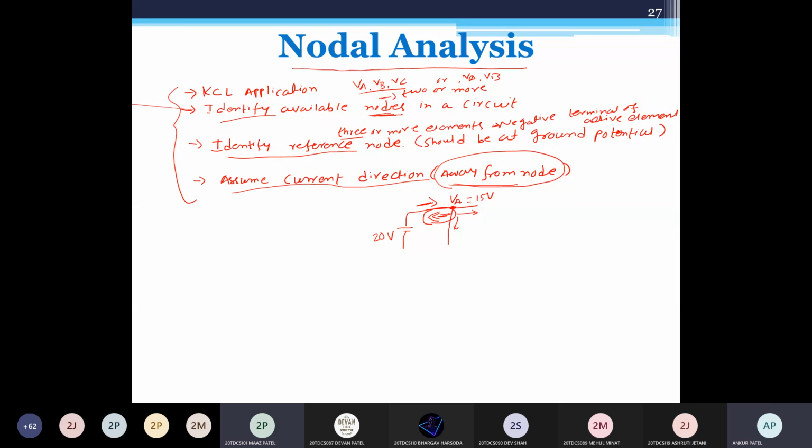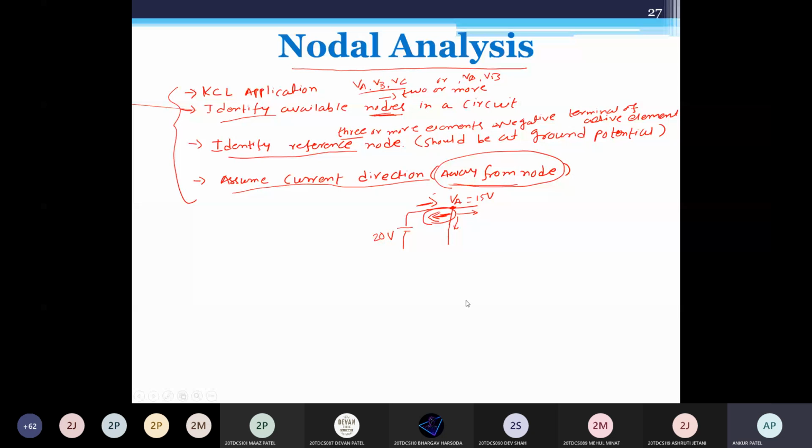Yes, sir. Okay, so initially we are just assuming away from the node. If you consider the wrong direction, then you will get the negative answer. If you assume correctly, then you will get the positive answer. So negative or positive doesn't matter. You will get the same magnitude, but the sign changes depending on the assumed current direction.